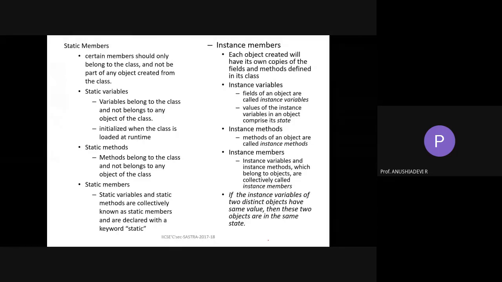For a normal data member, memory is created for each and every object for that particular data member. A static data member is called a class member, so memory won't be created for each and every object. Only one time memory is created, and that memory is accessed by all the objects. Am I correct or not? Yes, ma'am.